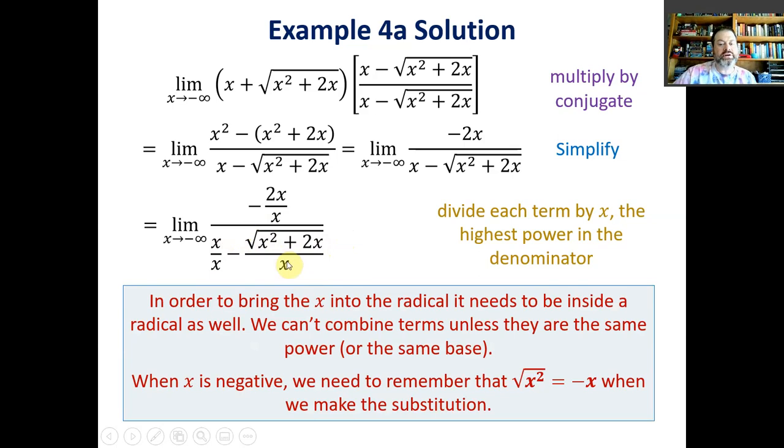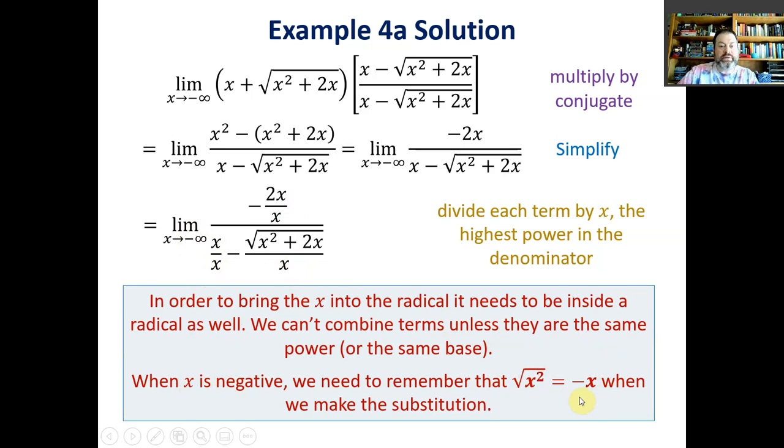We can't combine terms unless they're the same power or the same base. Here, they're not the same base because this whole thing is the base. So we have to make it the same power. So I have to write this as square root of x. But when I put a square root on this thing, I need to keep the value the same. So I need to square this and then put it inside a square root. But because x is negative, when I replace x with the square root of x squared, it has to be negative. I have to flip the sign.